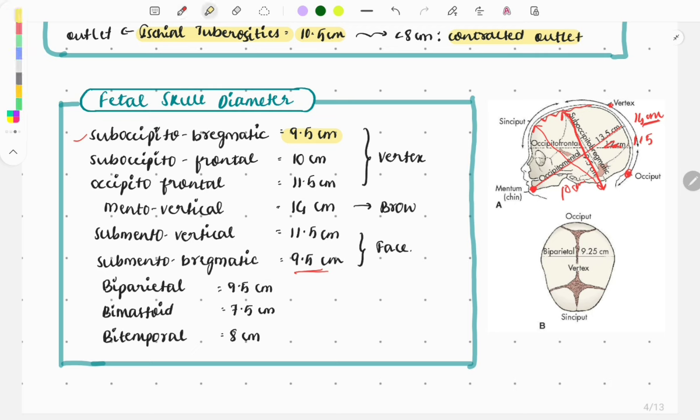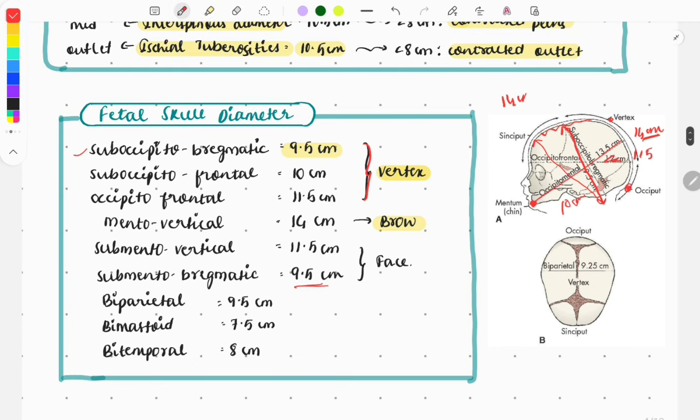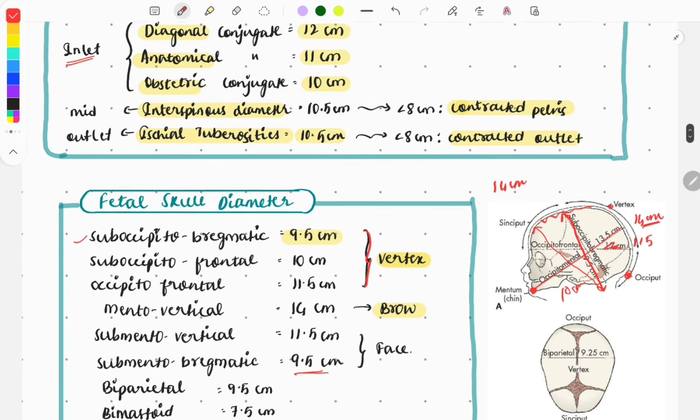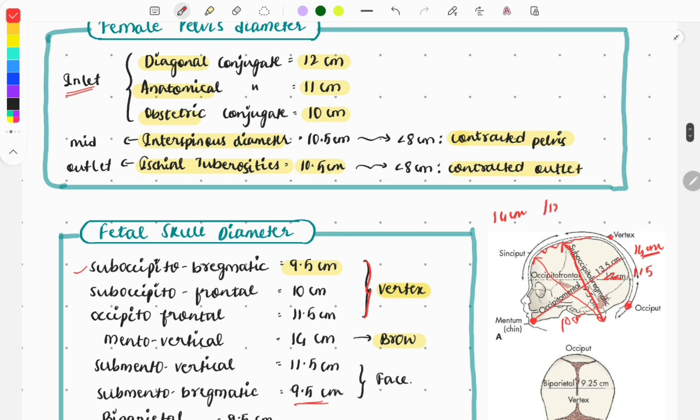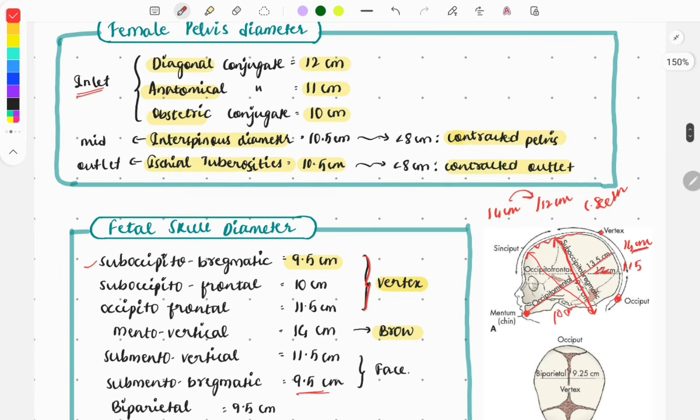Whenever there is a vertex position, the engaging diameter can be any of the three: suboccipitobregmatic, suboccipitofrontal, or occipitofrontal. And whenever there is a brow presentation, the engaging diameter will be the mentovertical. As you can see here, the 14 centimeter is the largest diameter of the fetal skull, whereas the largest diameter of the female pelvis is 12 centimeter. So it cannot pass through the female pelvis, and we need to do a cesarean section because normal vaginal delivery is not possible.